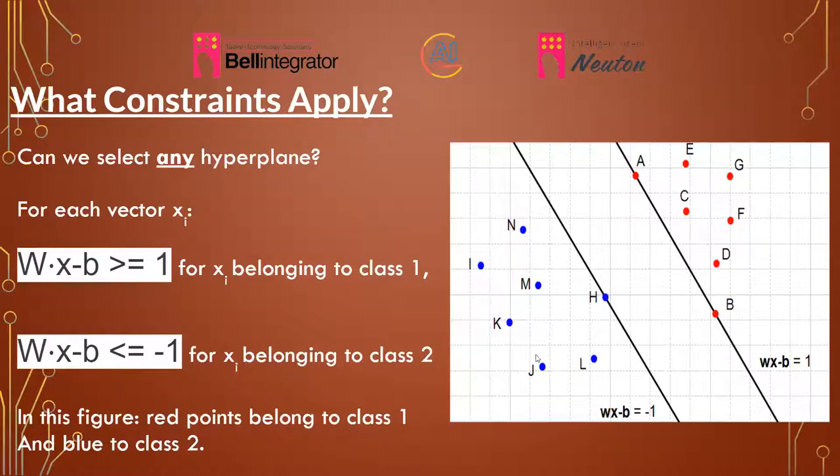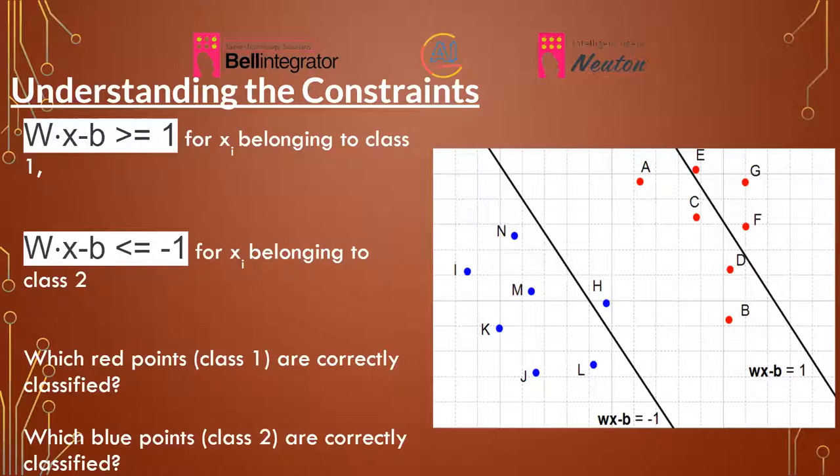By a similar logic, one should be able to see that if xi belongs to class two, which is the blue category in this case, then w dot x minus b is less than or equal to minus one, and equality once again will be achieved for point h, which is your support vector. If this is clear, then let's try and understand the constraints a little further. Here, I've defined the hyperplane slightly differently, or depending on how you look at it, define the distribution of my points slightly differently. So now, please tell me which points will not satisfy the constraint for the red class anymore.